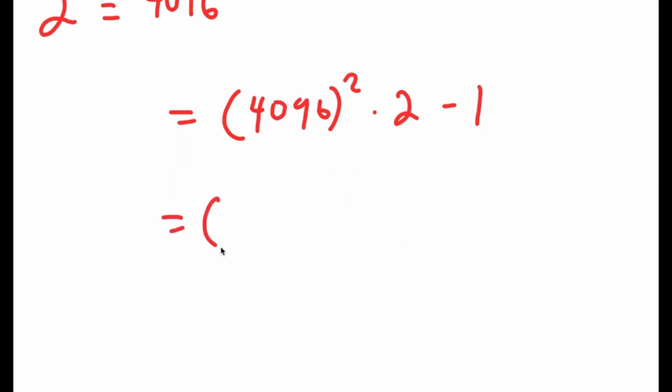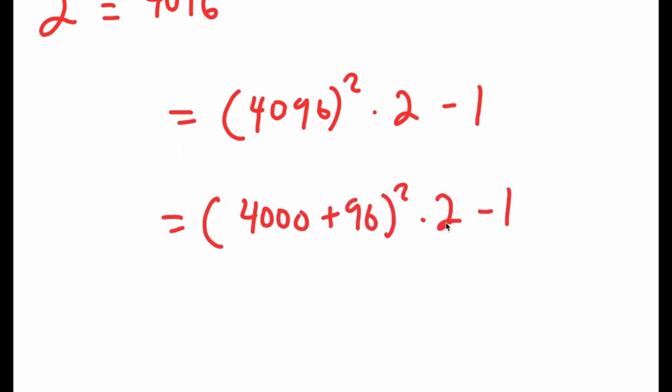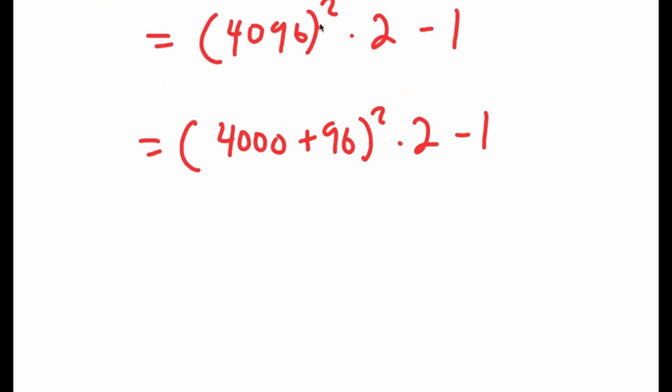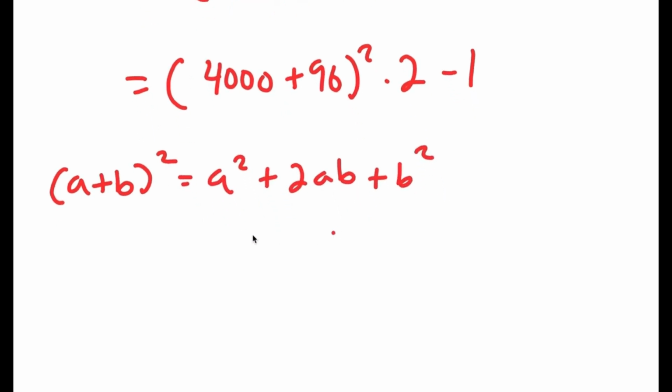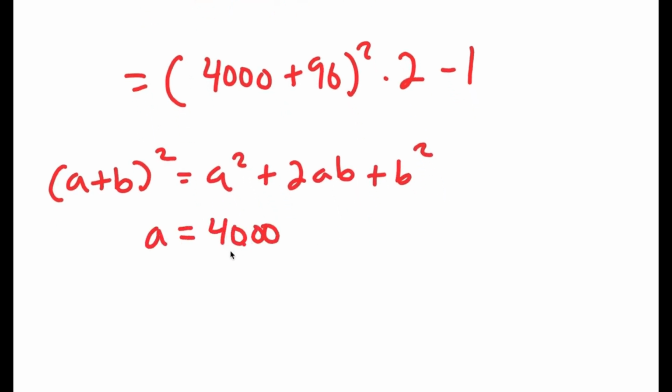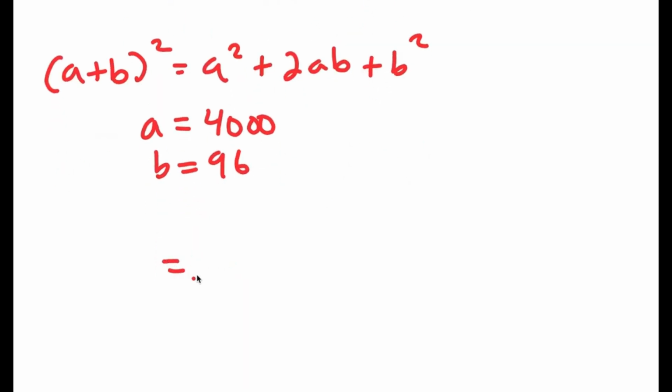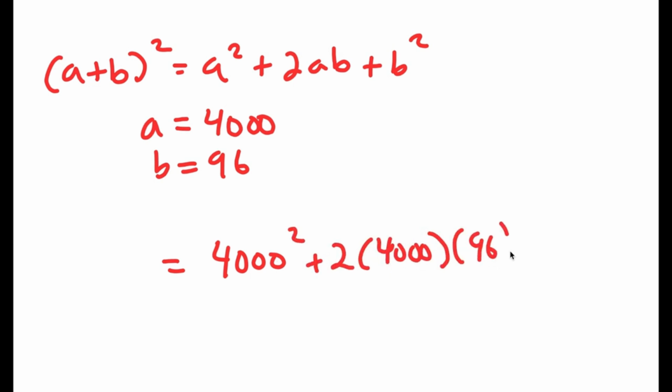And now this is equal to, I'm going to simplify this, 4,000 plus 96 squared times 2 minus 1. The reason I'm doing this is because 4096 squared is really hard to calculate by itself. So if we change it to 4000 plus 96 squared, I can use the property a plus b squared is equal to a squared plus 2ab plus b squared. So in this case, a is 4000 and b is 96. So this turns into 4000 squared plus 2 times 4000 times 96 plus 96 squared.